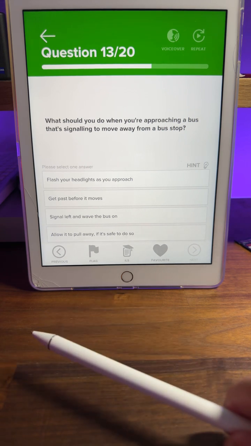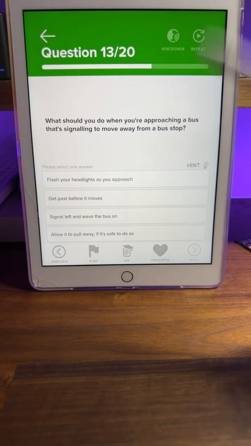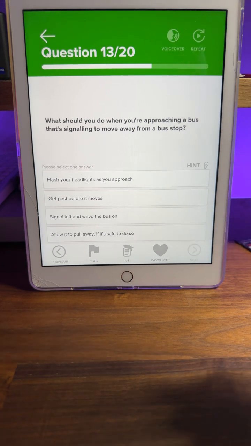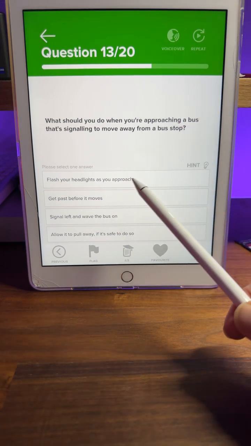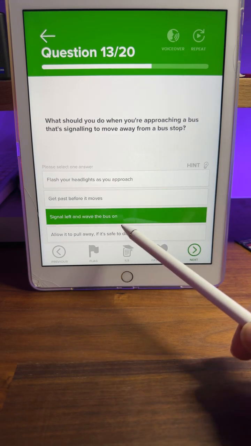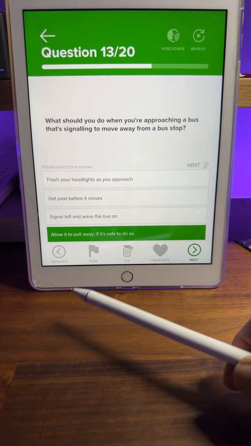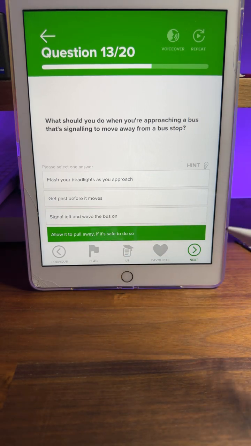What should you do when you're approaching a bus that's signaling to move away from a bus stop? Okay, so you're driving up the road, you see him signaling to move away from the bus stop. What should you do? Flash your headlights as you approach, get past before it moves, signal left and wave the bus on, or allow it to pull away if it's safe to do so. Which is the correct answer?